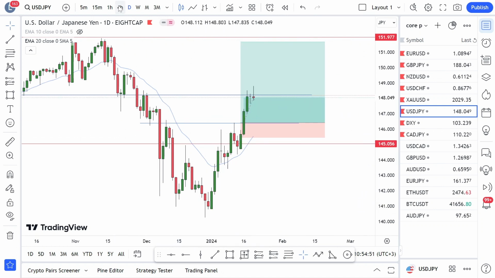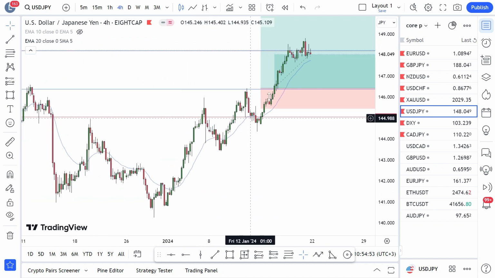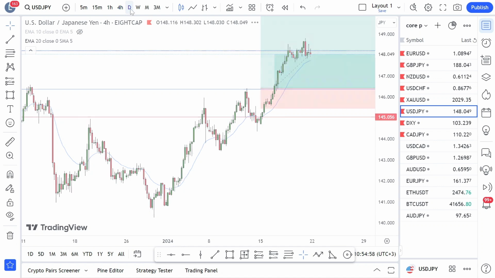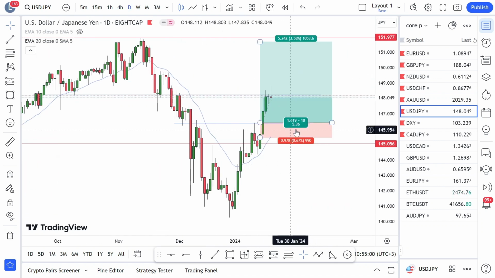So for now, there's a pause in the market. Let's look at the H4. I'll be looking for a retracement towards this broken swing point and target the 152 region. So that's the dollar yen.